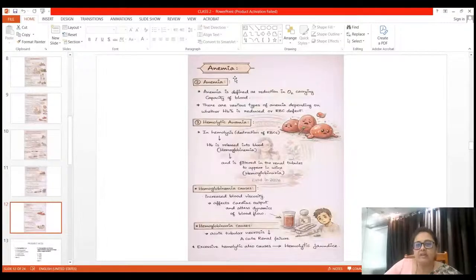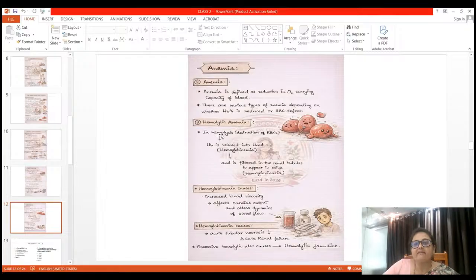Okay, next, anemia. We know anemia is defined as reduction in oxygen carrying capacity of blood. There are various types of anemia depending on whether hemoglobin is reduced or there is an RBC defect. Overall, if the oxygen carrying capacity of blood is reduced, that is called anemia. Next, hemolytic anemia. This is destruction of RBC. Hemolysis leads to hemolytic anemia.